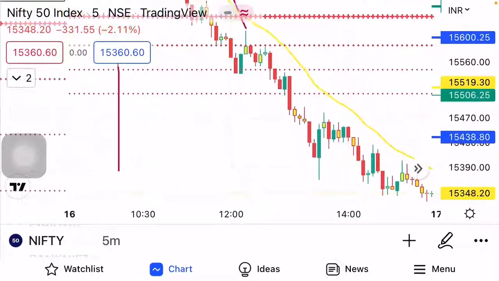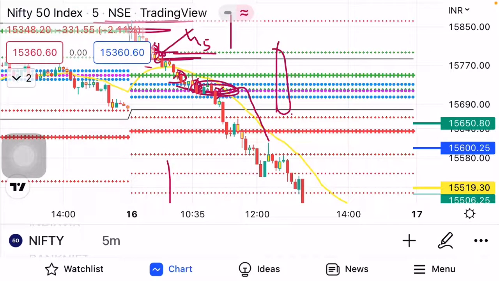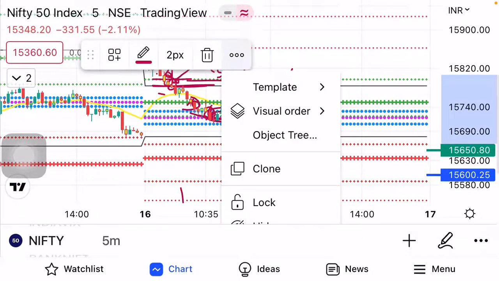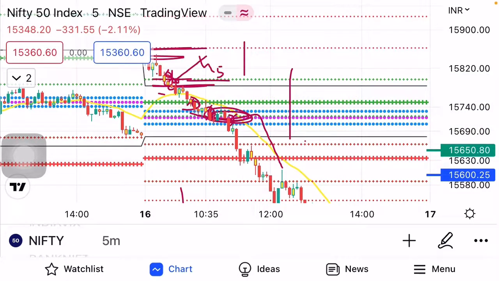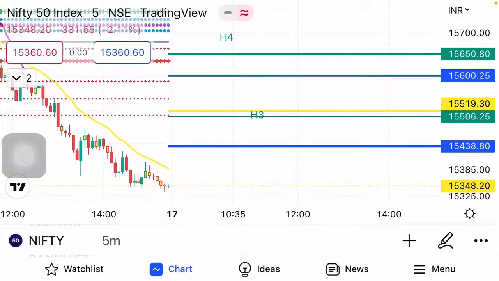But with this much fall, whether you should book or not is up to you. You can trail your stop loss, but trailing your stop loss should be done only after good experience, okay? And we'll move on to tomorrow's trade setup.